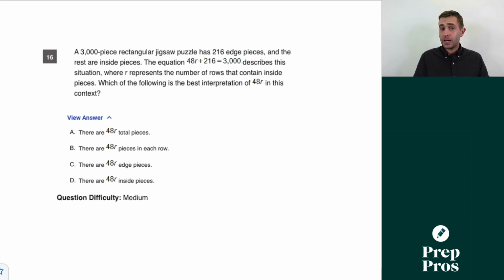Well, we know we have 3,000 pieces in total. 216 of them are edge pieces. Therefore, all of the inside pieces are going to have to be made up by this 48r, and r is just going to be the number of rows. So there's not 48r total pieces. There's not 48r pieces in each row, because those edge pieces are going to include some of those pieces in a row. Not 48r edge pieces. This just has to be all of our inside pieces, so we can see that D must be our right answer.